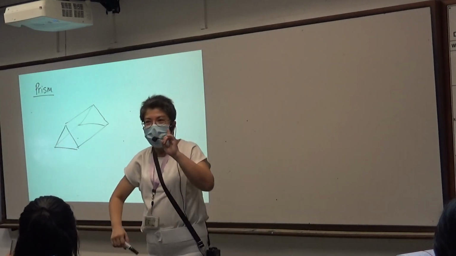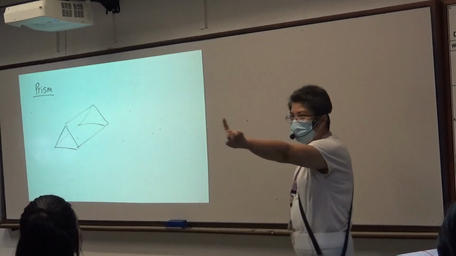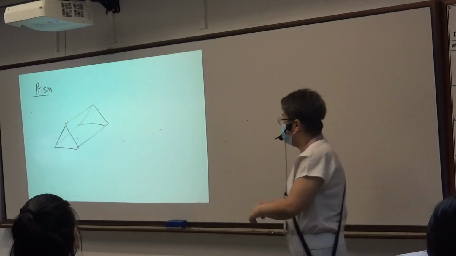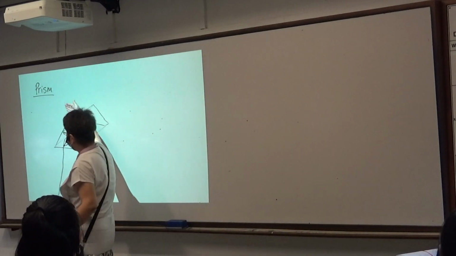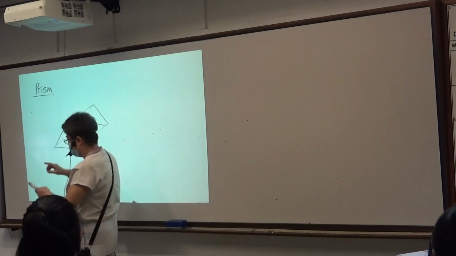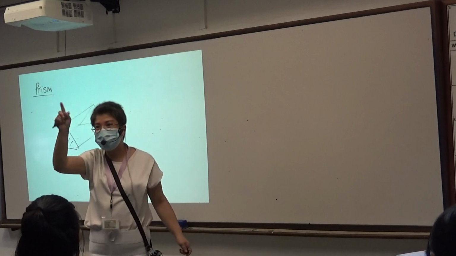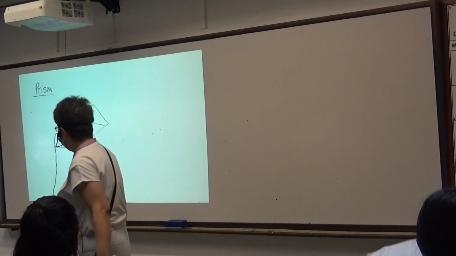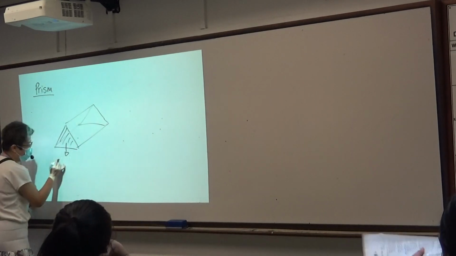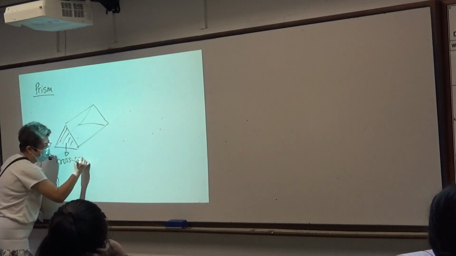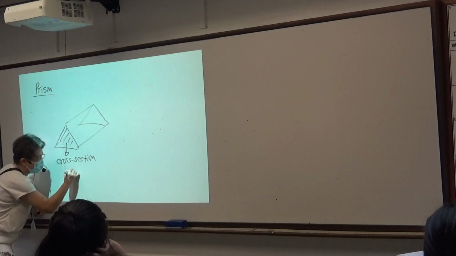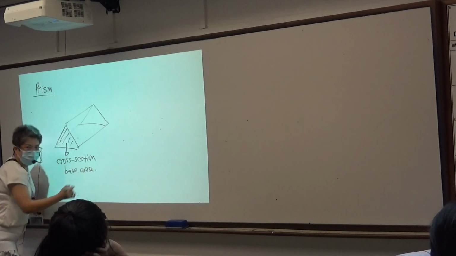Now, why is this called a prism? I want everybody to look at the box. Okay? Now, do you agree that if I slice, I use a knife, I slice like that, this part will always fall off. And it's always the same size and shape. This is actually called the cross-section. It can also be called the base area.